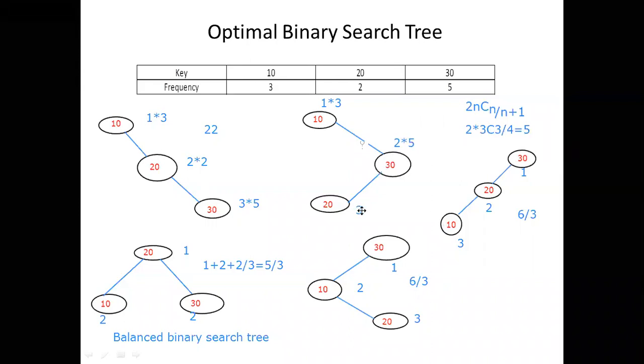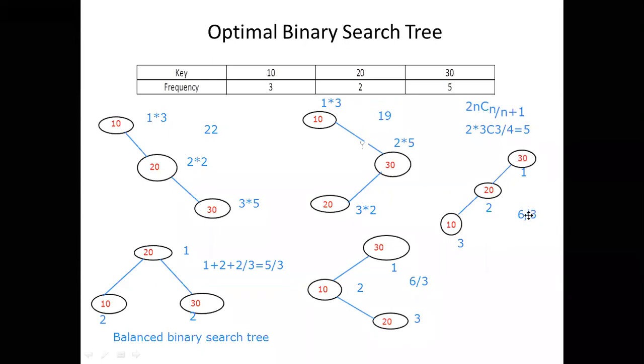How many times does 20 have to be compared? 20 is compared again 2 times. 3 into 2. Correct? What will the total be here? 3 plus 2 5, 10, plus 6. The value will come as 19 here. Right. I hope it's clear. What about this one?